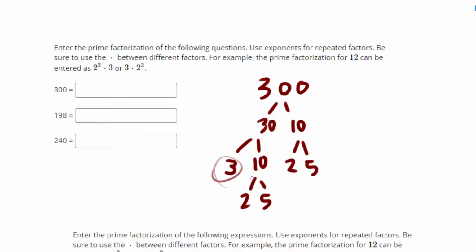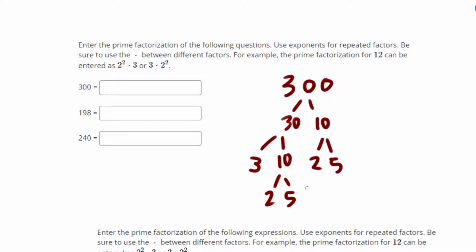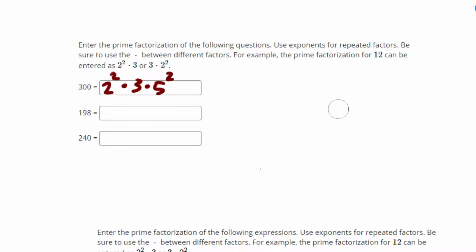So 3 is a prime number, 2 is a prime number, and 5 is a prime number. So it's 3 times 2 times 5 times 2 times 5. We have two 2's, so we'll do 2 squared, times a 3, and times a 5 squared, since we have two 5's. And that would be your prime factorization of this 300.